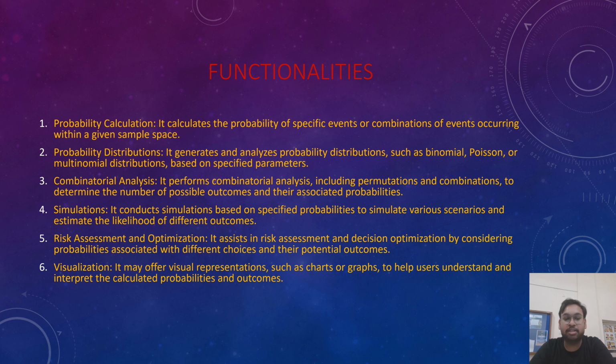Fifth is assessment and optimization. It assists in risk assessment and decision optimization by considering probabilities associated with different choices. Sixth is visualization. It may offer visual representations such as charts or graphs to help the users understand and interpret the calculated probabilities effectively.